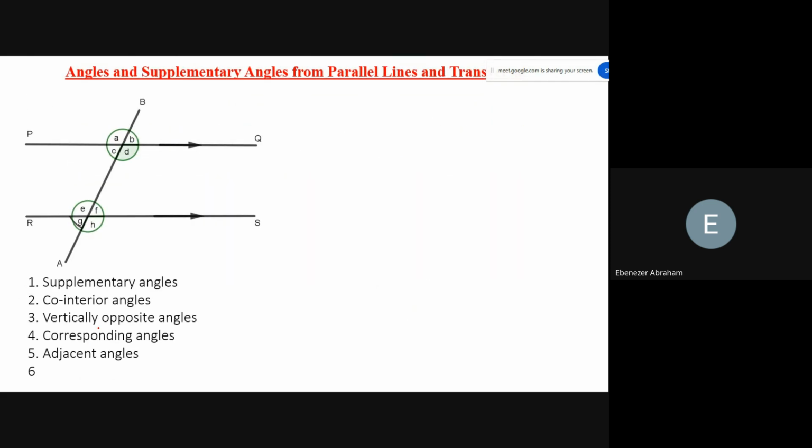They say they are vertically and opposite. Vertically opposite angles. Yes.